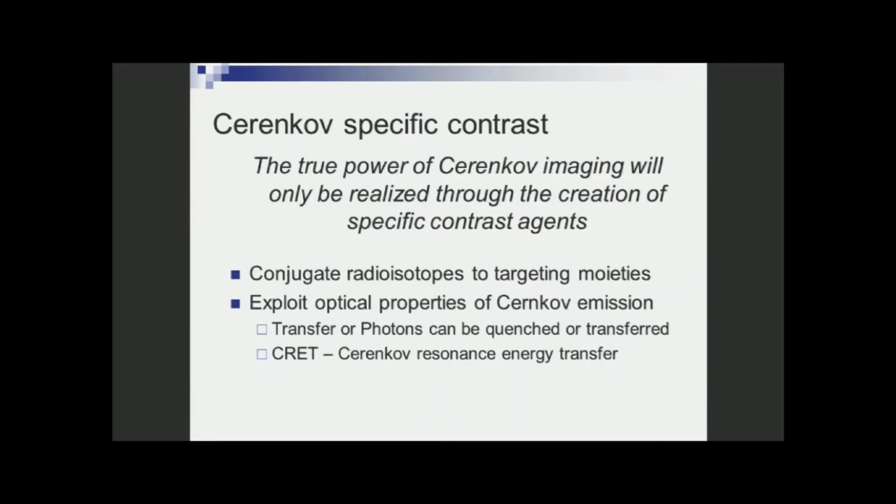Now, there's a number of ways you can do this, and in the previous slide, I showed you an example of conjugating a radioisotope to a targeted moiety, and Dr. Chen showed some examples of that as well. But the probes I want to talk about exploit the optical properties of Cherenkov emission, again, the transfer of photons or the quenching of photons through energy transfer.